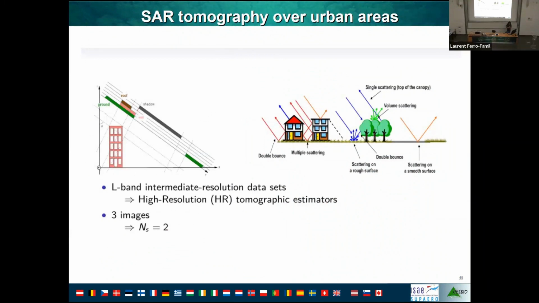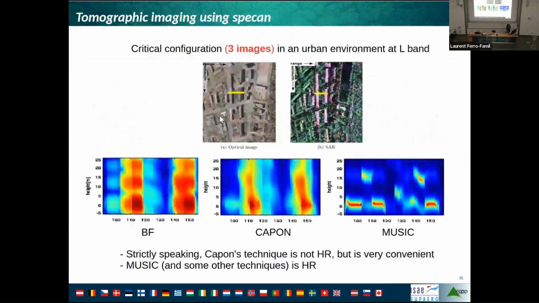In addition, urban environments are very dense, and you may have several contributions falling into the same resolution cell. Here you have a response from the ground, from the top of the building, from the double bounce interaction between the ground and the wall, and many contributions. And in this case, with only 3 images, this is the result of the beamforming. Okay, this doesn't look like a building. This is the result of a Capon estimator. It doesn't look like a building.